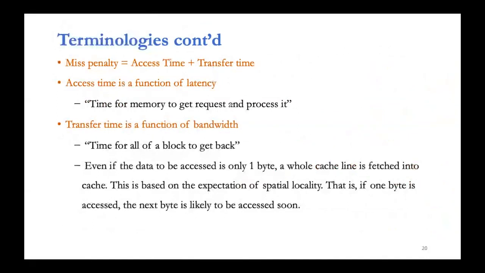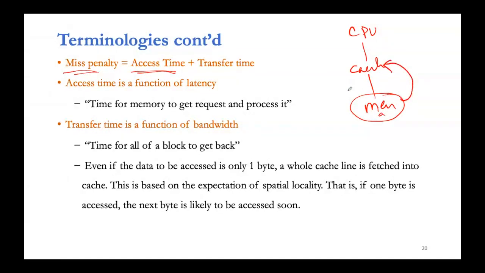So then comes the terminologies. We call the miss penalty, as we said, the access time which comes from your CPU. From the CPU, it is just checking in the cache. It is not there in the cache, so it is going to main memory. In the main memory, first it is finding the access time, that is, locating the value, and after locating, when it is sending back, we call this your transfer time. So this miss penalty is equal to access time plus transfer time.